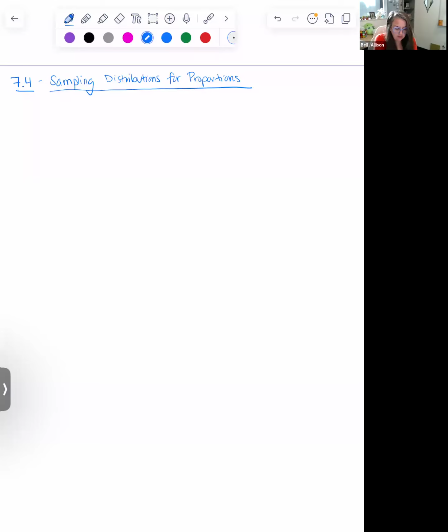Okay, just like in 7.3, we're going to keep talking about sampling distributions in 7.4. The big difference in 7.4 is that we're talking about proportions instead of means.